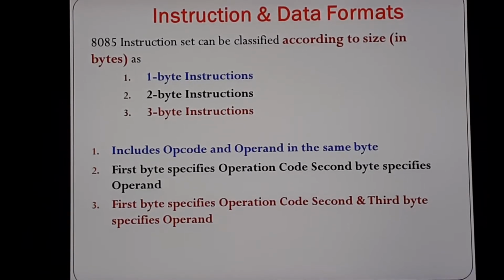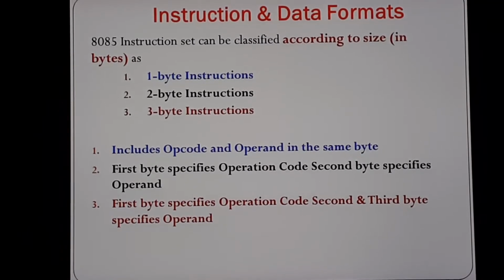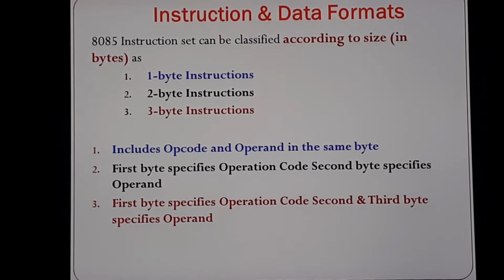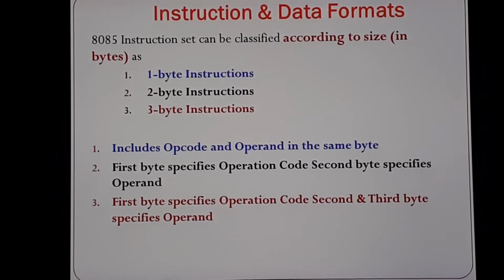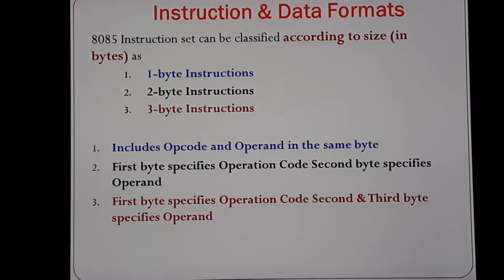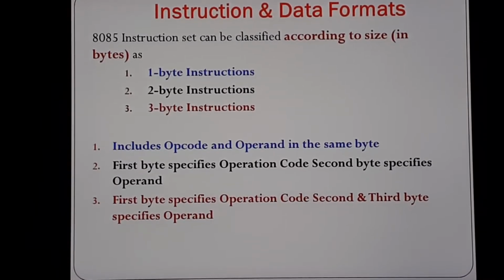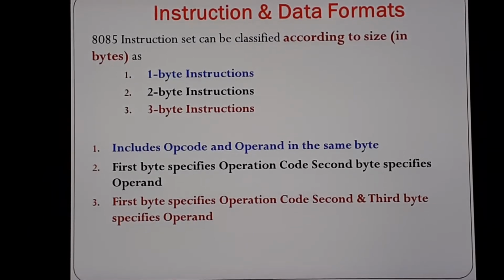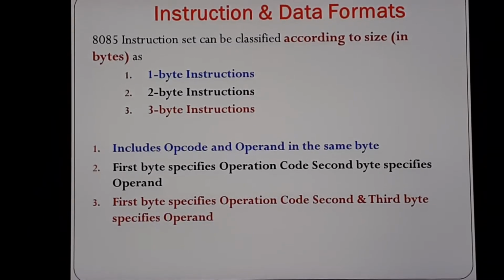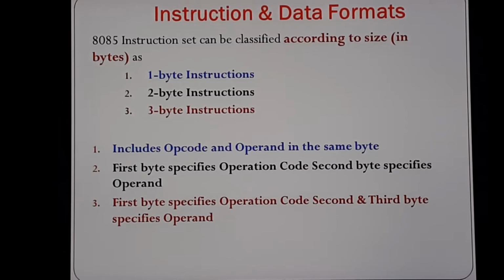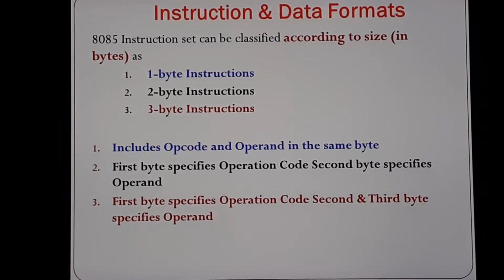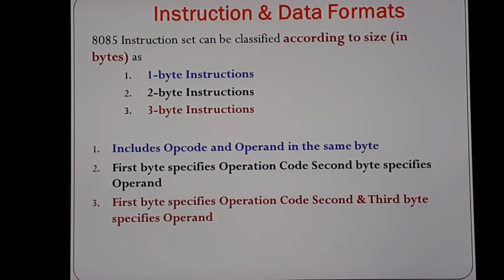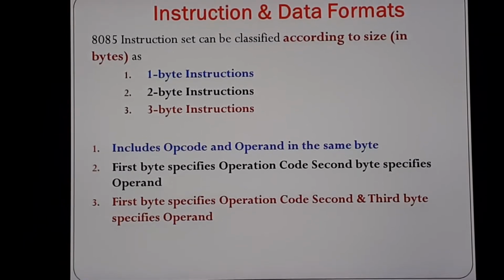So what does a 1 byte instruction include? It includes the opcode and the operand in the same byte. Which means that the operand is nothing but the data, and the opcode is nothing but the instruction that we write. So there is only 1 byte in that particular instruction, hence it is said to be 1 byte. The data and the instruction itself are only of 1 byte. I'll show you the examples when we start seeing the instructions, you will understand more clearly.